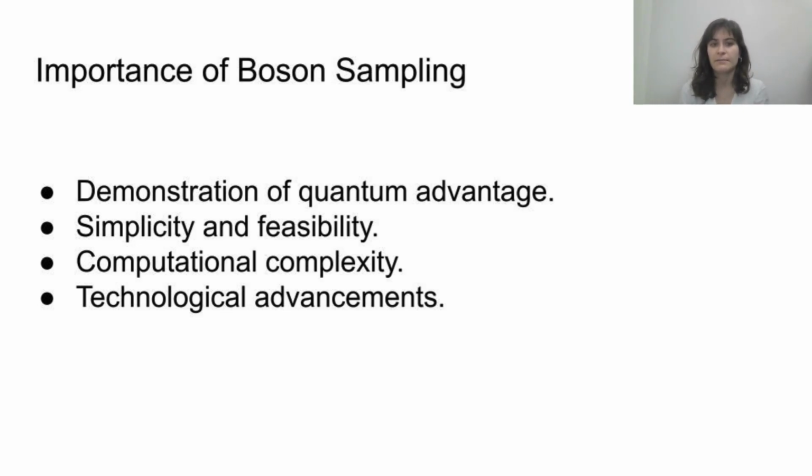The third reason is because of the computational complexity. Boson sampling helps researchers explore the boundaries of classical and quantum computation. The problem is related to a class of problems known as #P-hard, which are extremely difficult for classical computers to solve. Understanding why classical computers struggle with boson sampling helps scientists understand the limits of classical algorithms and the unique capabilities of quantum systems.